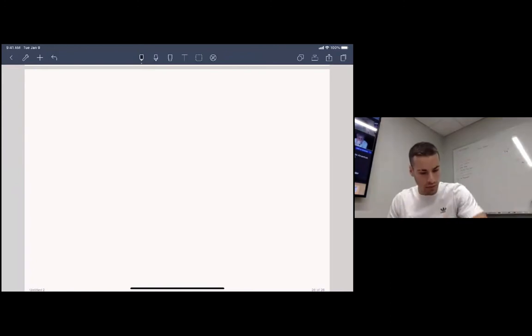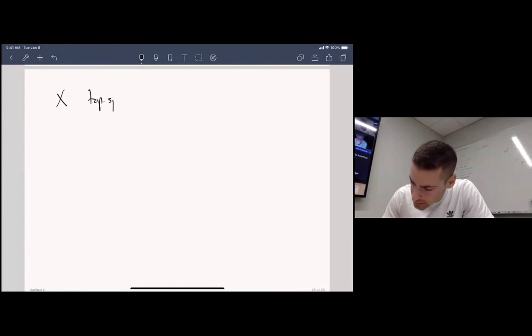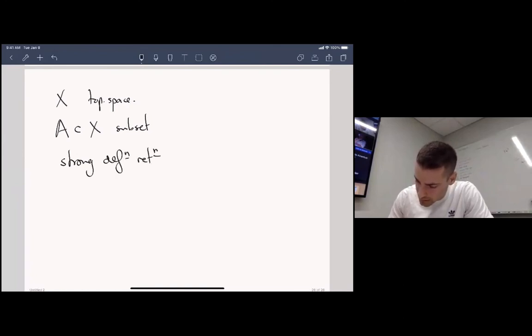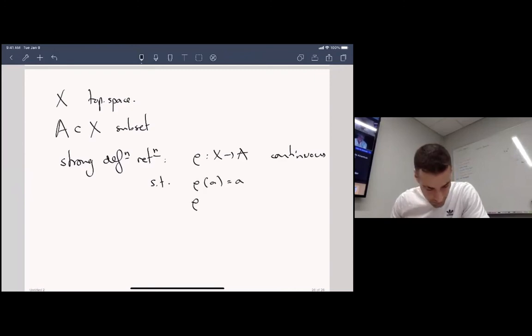Okay, so an important notion: if I have a topological space, which means a space endowed with a topology, and this is a subset in a topological space, then what's called a strong deformation retraction is a continuous map from X to A, such that rho of a is just a, for all a.